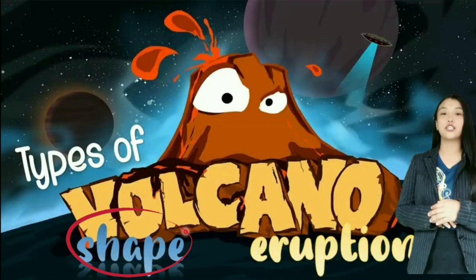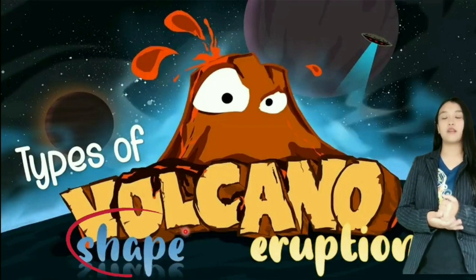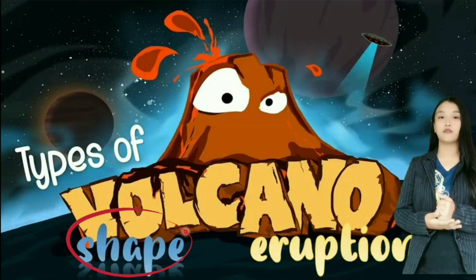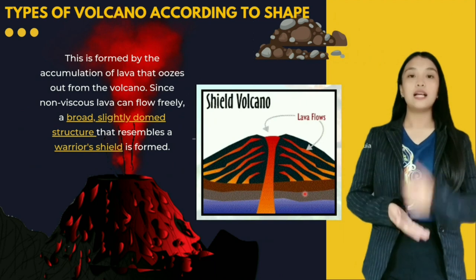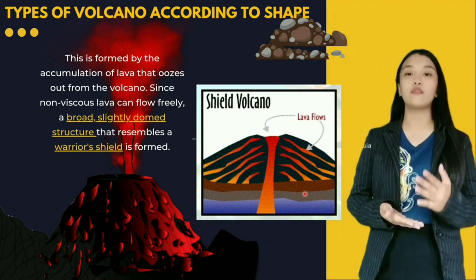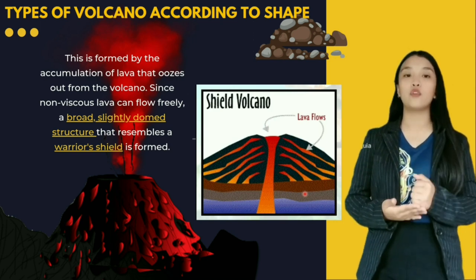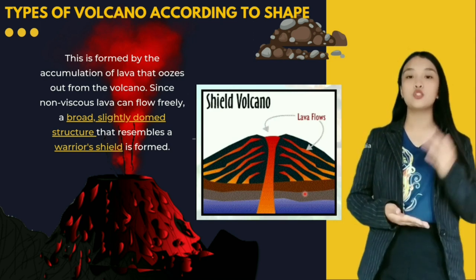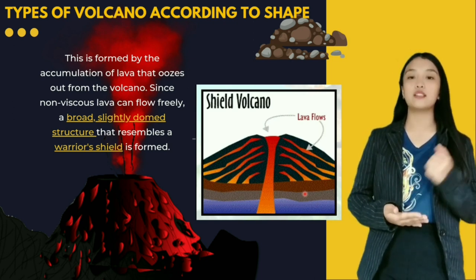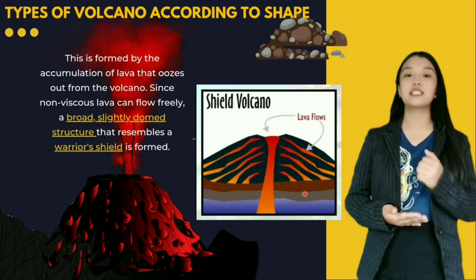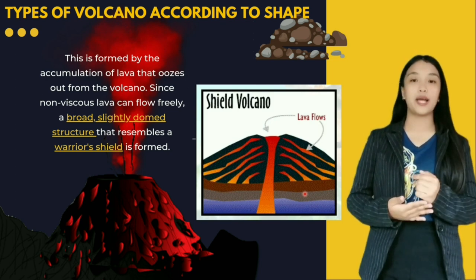Now let us proceed to the different types of volcano. Volcanoes can be classified according to their shape and eruption. Let us first look at the types of volcano according to shape. The first type is the shield volcano. This is formed by the accumulation of lava that oozes out from the volcano. Since non-viscous lava can flow freely, a broad, slightly domed structure that resembles a warrior's shield is formed. That is why it is called a shield volcano, because it looks like a warrior's shield. An example is Mauna Loa in Hawaii.